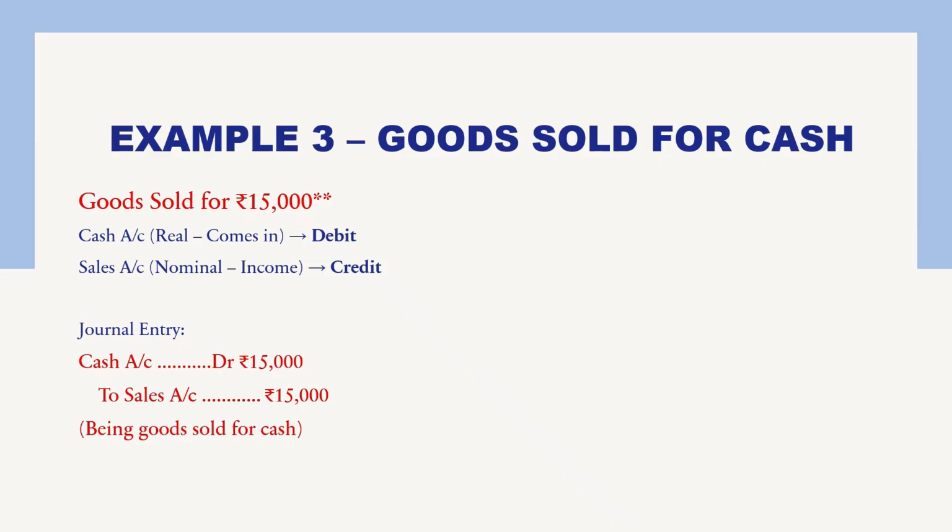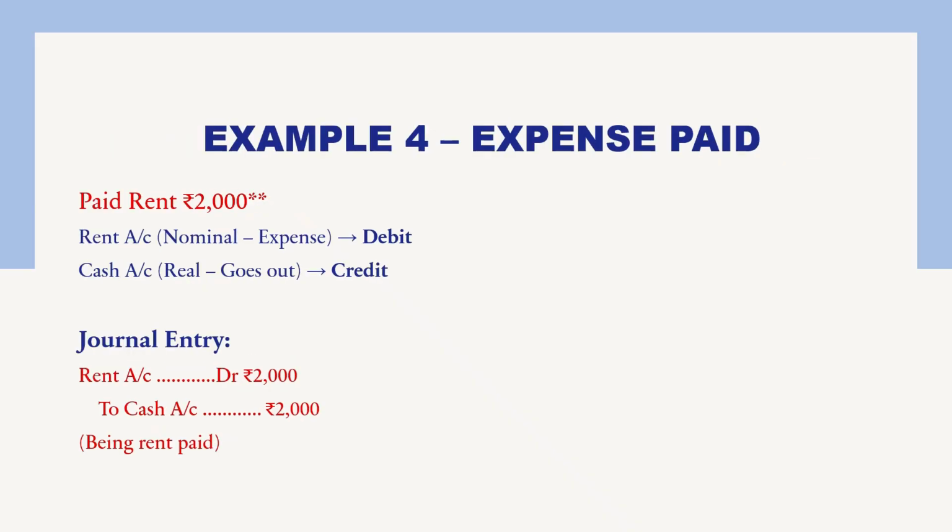Again, narration is very important while you're doing the journal entries. I hope these basic transactions and basic rules are making you comfortable with the journal entries. Okay, let's get another example. Expense paid. Here, it is an expense. We are paying for an expense. Again, paid rent for 2,000.